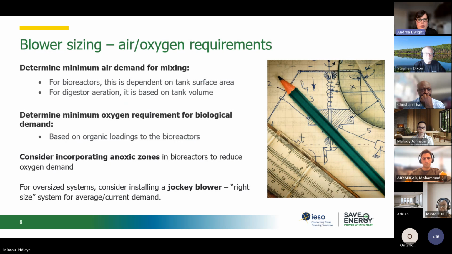Slide. Along with this whole design piece, you will need to know not only what your capacity is, which is really important, but also your minimum, not only your maximum air demand, but your minimum air demand. For example, in a bioreactor, that's dependent on tank surface area. We'll discuss a couple of examples in a minute of why this is important. For digester aeration, it's based on tank volume. And of course, you also have to be able to understand oxygen requirements for the biological demand, which is different for every plant.